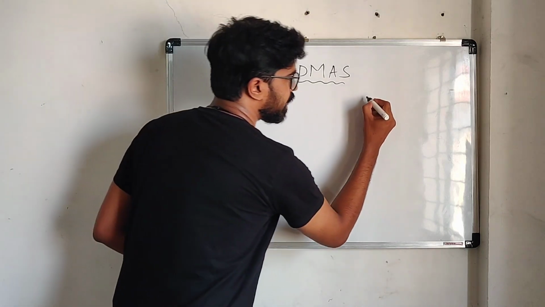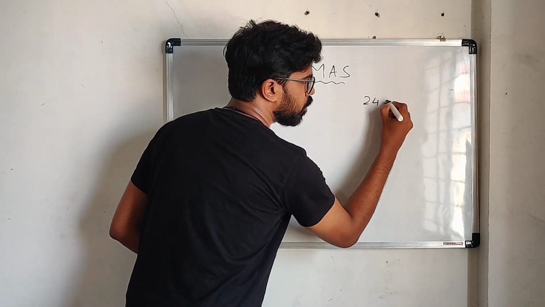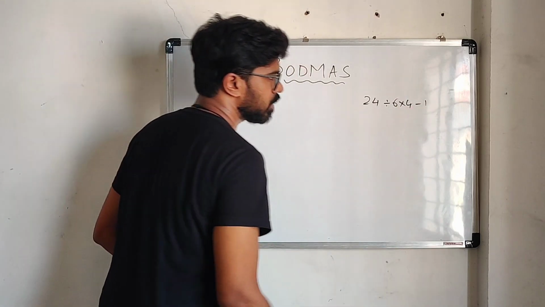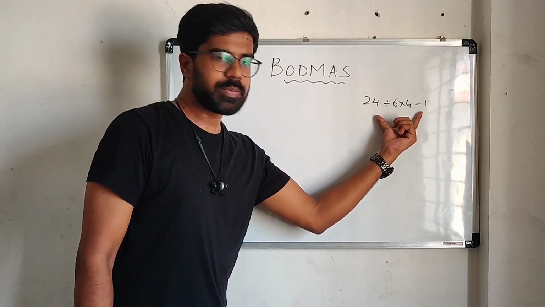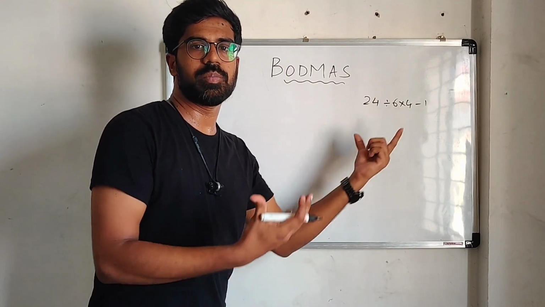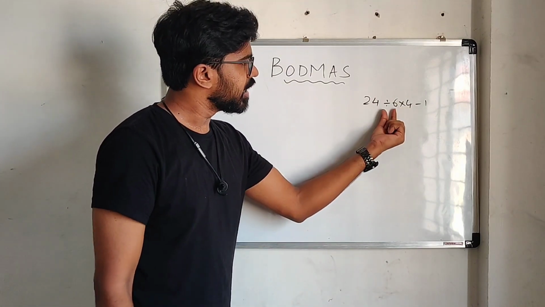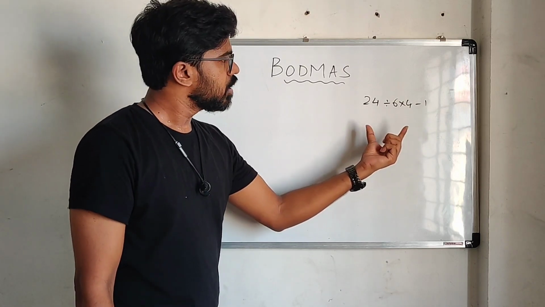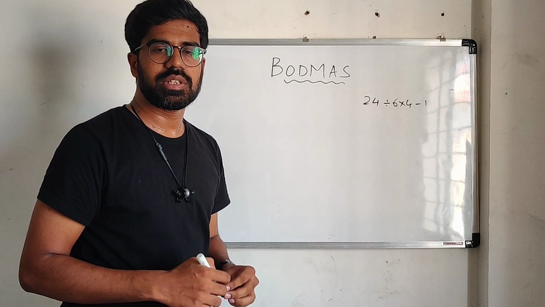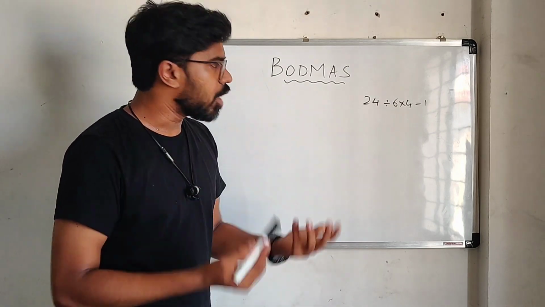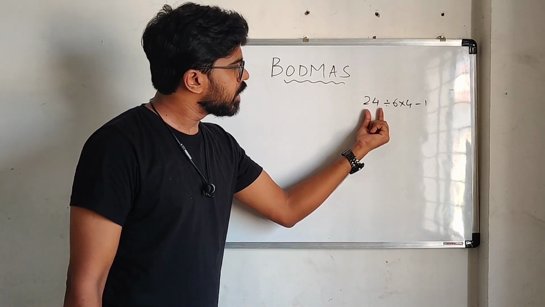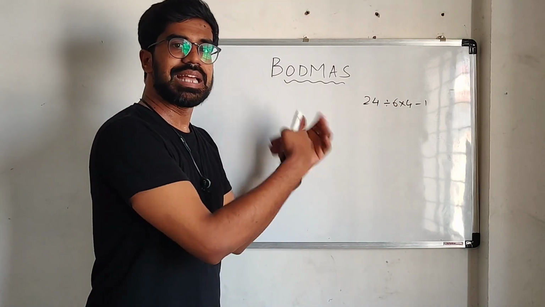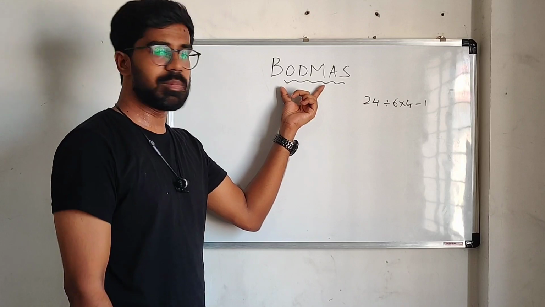How? Now say I write the expression 24 divided by 6 into 4 minus 1. Is this a given expression? Yes. Expression means a combination of numbers which will have division sign, multiplication sign, plus, minus and all this. So how will you solve this expression? There might be a doubt: should I divide 24 by 6 or should I do 6 multiplied by 4? In that case, you will be using BODMAS.